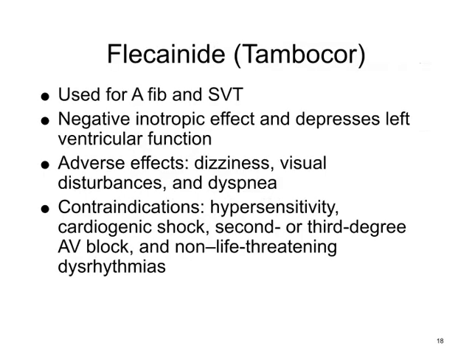Flecainide is one of the exemplars for here. So we use this for AFib and SVT. So why that works for this is it's a negative inotrope and sort of depresses the function of the left ventricle, right? So kind of slows it down. Adverse effects are listed here: dizziness, visual changes, shortness of breath. And here we go. Why we wouldn't use those.